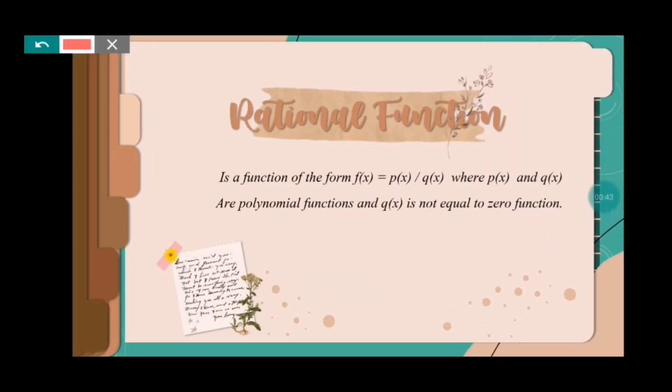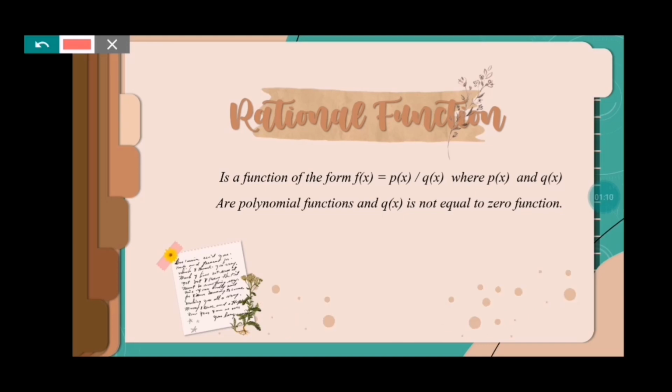Okay, first we need to know a rational function. What is a rational function? A rational function is a function of the form f of x is equal to p of x over q of x, where p of x and q of x are polynomial functions and q of x is not equal to the zero function. Now, rational function is useful in solving real-life situations.